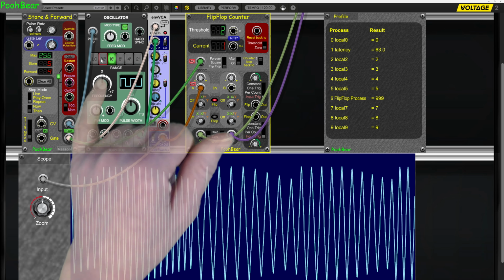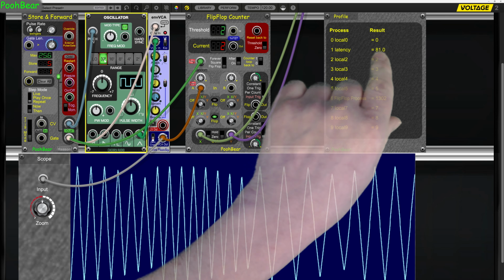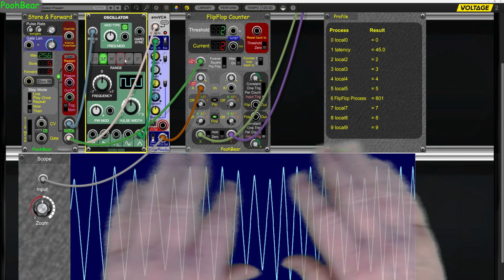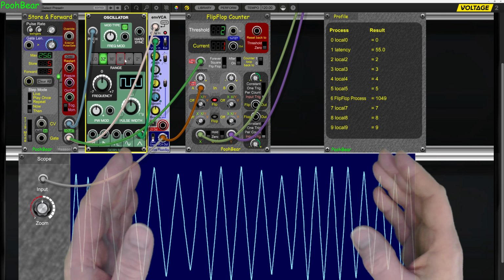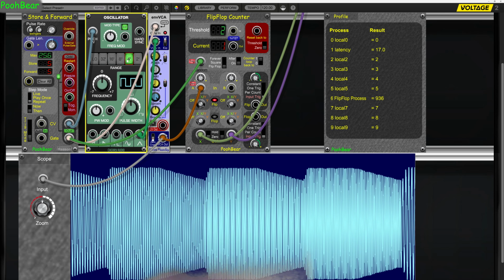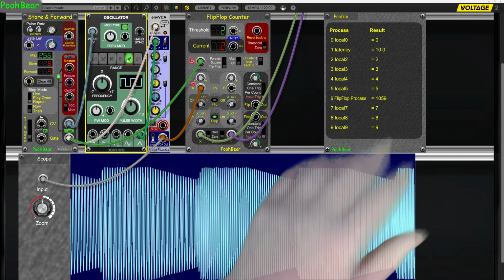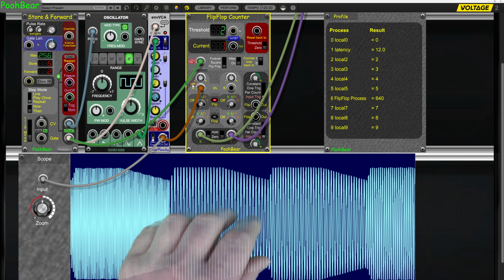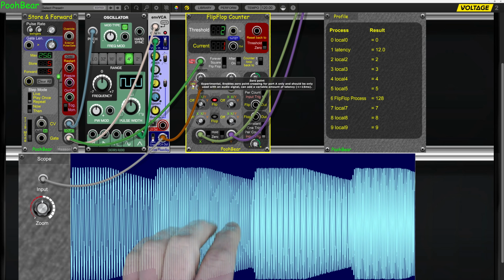Now, obviously, the lower you go down, the higher the latency would be, and more in this case, because we've got a low frequency, so it's crossing the zero line a lot slower. And if you go higher up, the latency is a lot lower. This type of sound, it's not quite as clear. You can hear it there.